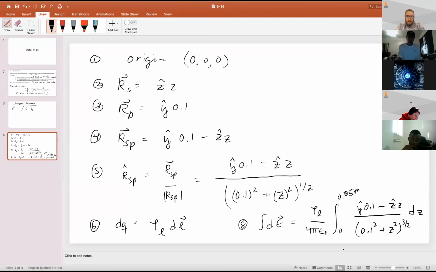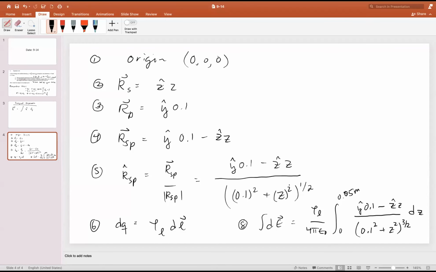Yeah, I think I got something. Okay. So the final expression that I got looks like this. Did anyone else get this down here?